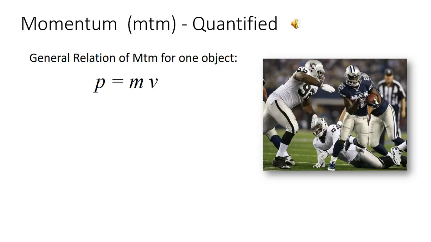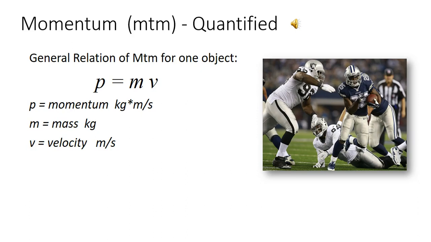We can quantify the amount of moving inertia, or momentum, through the equation p equals mv. The p stands for momentum. Obviously, m is mass, so we can't use that for momentum, so it's usually a lowercase p. As you can see from the calculation, mass times velocity, momentum has the units of kilograms meters per second. These are our typical variables: mass in kilograms and v for velocity.